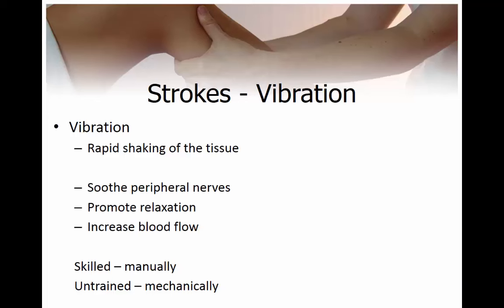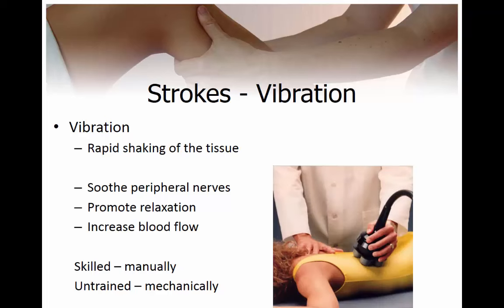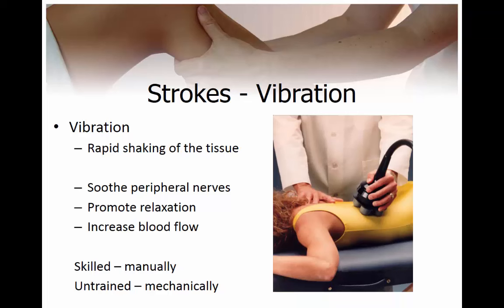The vibration stroke is a rapid shaking of the tissues. The effect of vibration is to soothe peripheral nerves, promote relaxation, and increase blood flow. If an individual is skilled, vibration can be performed manually. If an individual is not skilled, vibration massage can be performed mechanically with a lot of different devices such as the thumper. Vibration could be utilized to invigorate an individual prior to going out to play, returning to work, performing rehabilitation, or sending a patient out of the clinic right after massage.